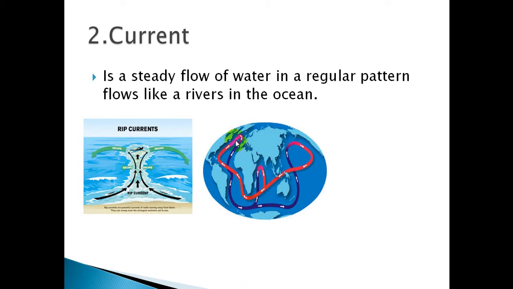Some kinds of currents also move from one continent to another continent, like the cold water and the hot water. They move between continents and they move for a very long distance.